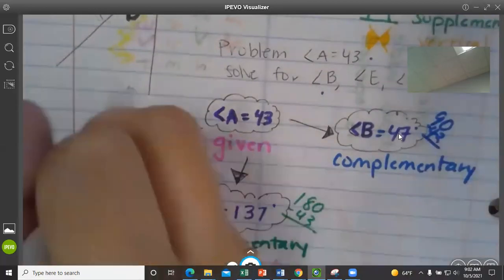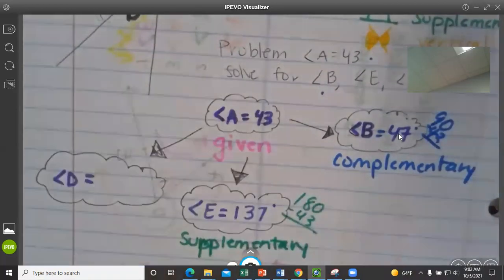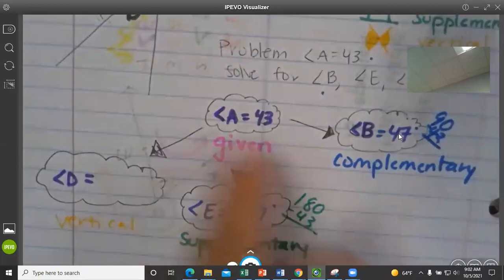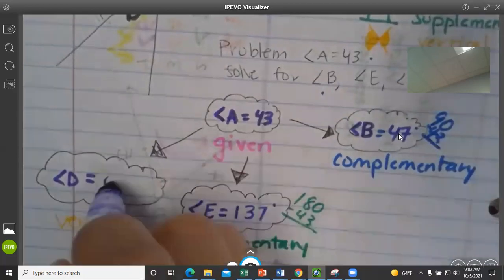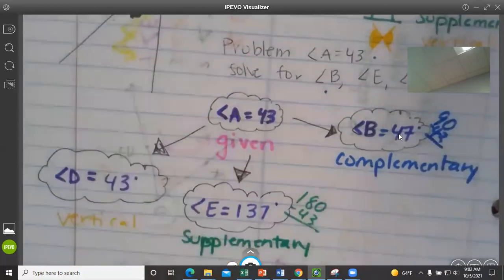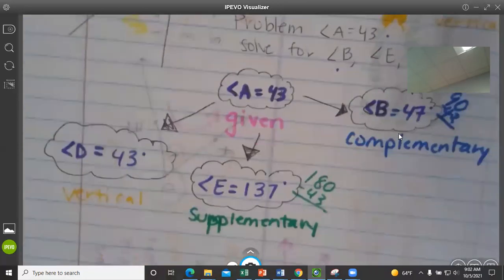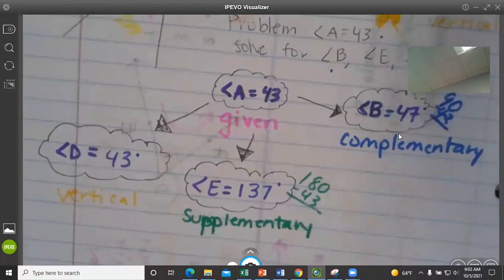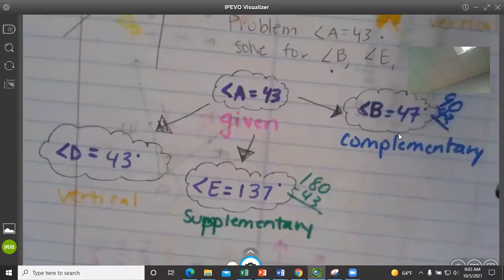So here's D. They said it was vertical. Vertical angles are equal. I don't have to subtract anything. They're the same thing. That one's 43, so this one's 43. And that's it. And that's my whole cloud proof.